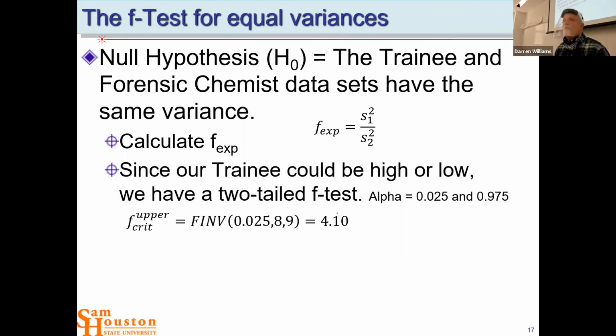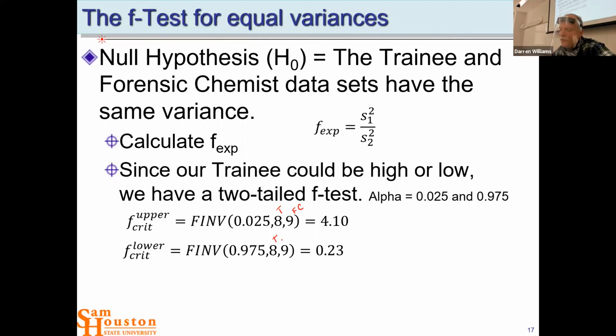If you just do the Excel formula, you'll get a big number and a small number. You put in the 0.025 and you have the different degrees of freedom. So this is 8 for the trainee and 9 for the forensic chemist. So here we get to put in two degrees of freedom, one for each. And we get 4.10, and that's the higher of the F values. Then you calculate with the 0.975 and the trainee and the forensic chemist degrees of freedom, and you get 0.23.